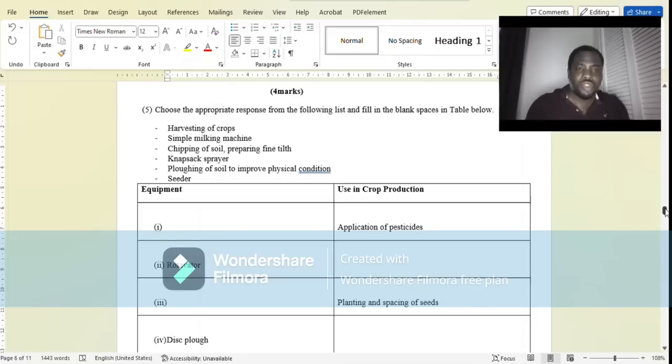So again, another question that deals with giving you a table, giving you options to utilize. Application of pesticides. These are broad, that's a broad heading. So a pesticide is a chemical used to control pests. And under pesticide, we can have subheadings such as insecticide, fungicide, herbicide or weedicide, molluscicide, rodenticide, nematicides. And so we use the knapsack sprayer. We can also use a mist blower to apply these pesticides.